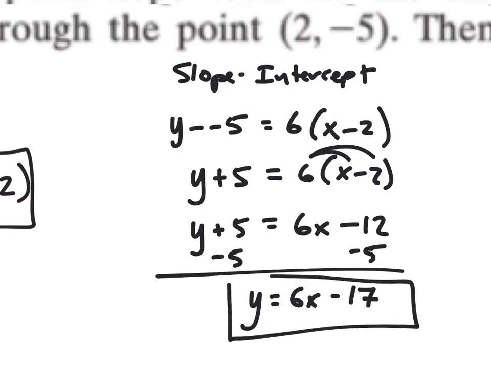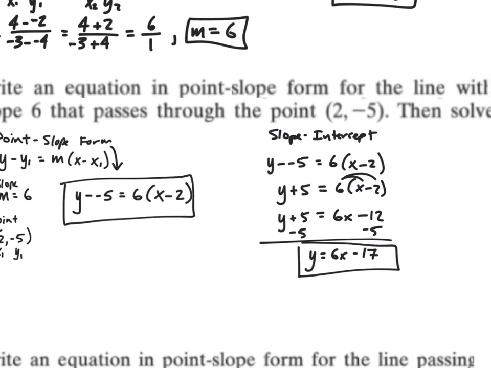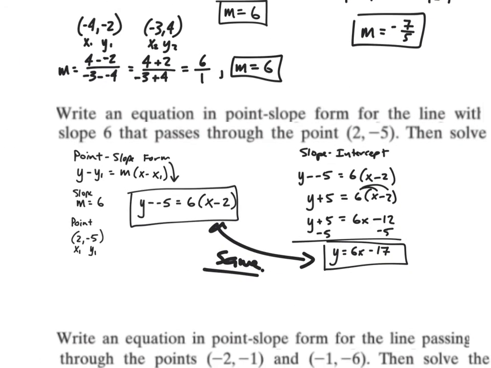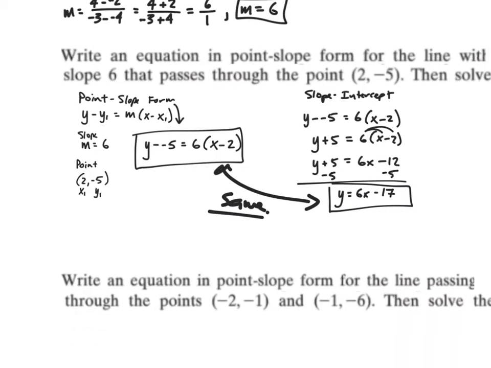This equation is in slope intercept form. The thing that you have to understand is that both of these equations are the same. They're just written differently. I had to plug my numbers into my slope intercept form in order to get my point slope form. And so that's what we've got.